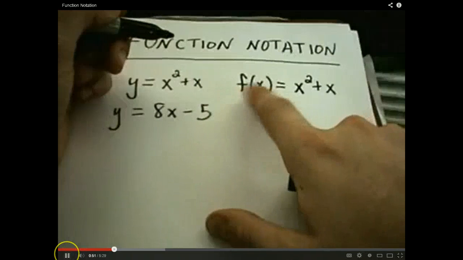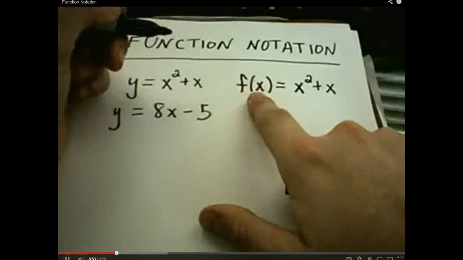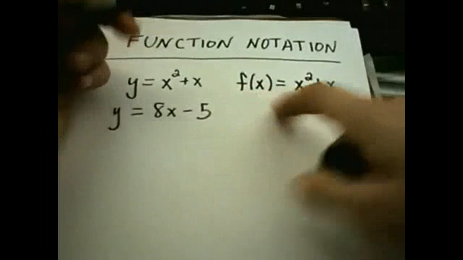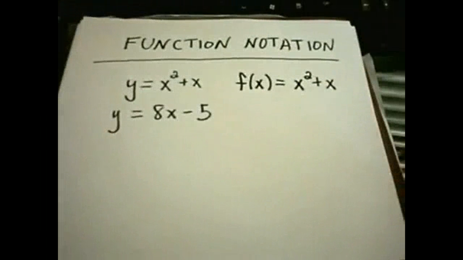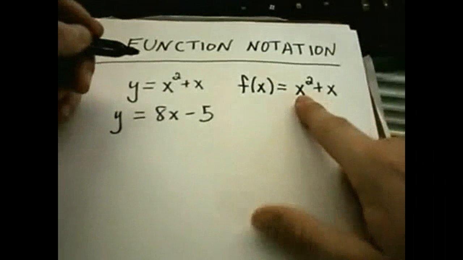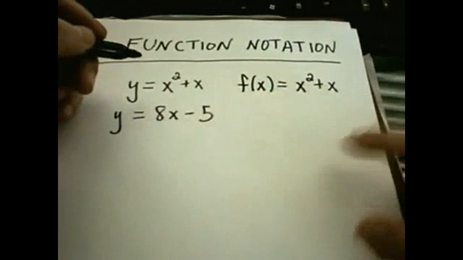And it's not f times x, it's read f of x. So make the careful distinction. This is not multiplication at all. I think the notation could be a bit better, but this is what we're stuck with, and this is what we use. Whatever the variable is, that's what's going to go inside of here.